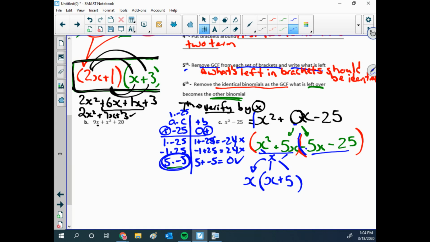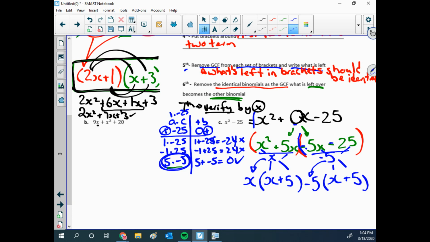Or in this case, if both of these terms are negative, I'm going to take out a negative number. So between negative 5x and negative 25, the greatest common factor would be a negative 5. So that'll come to the front, and then I write what's left. Negative 5x divided by negative 5 is going to give me x, and negative 25 divided by negative 5 would give me a positive 5.